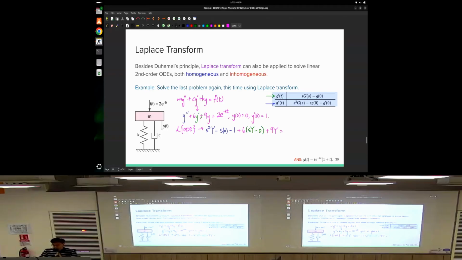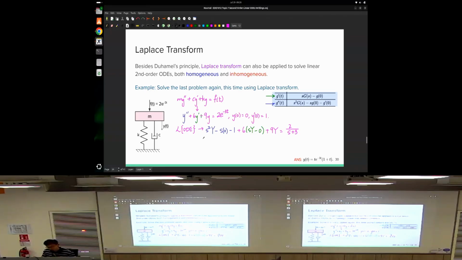Then you must remember to take the Laplace transform of 2e to the minus 3t. So that is going to give us 2 over s plus 3. Is that right? Okay, because e to the minus 3t is your so-called s shifting. So it's a minus 3, so it will become minus minus 3, so it's a plus. By now, hopefully you are somewhat familiar with the Laplace transform already.